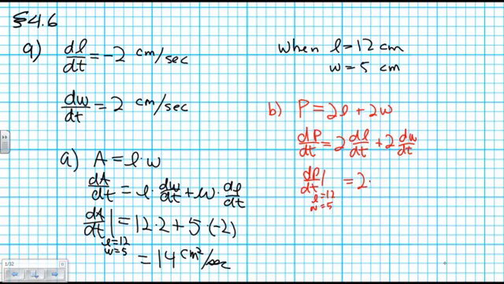I guess there are no L's and W's in here. So it's always going to be the same rate of change in the perimeter regardless of the size of the rectangle. 0. Yes. 0 centimeters per second.